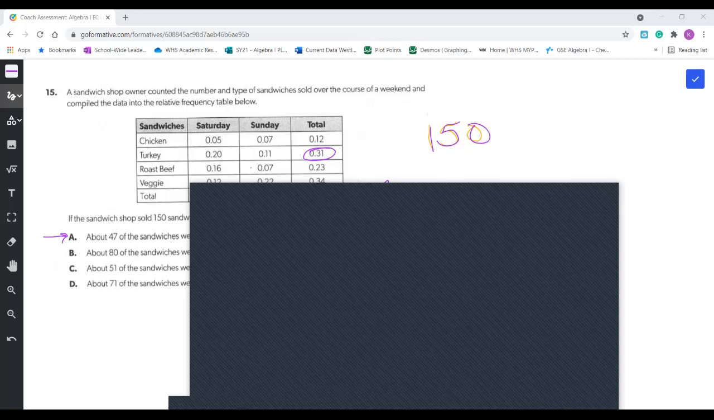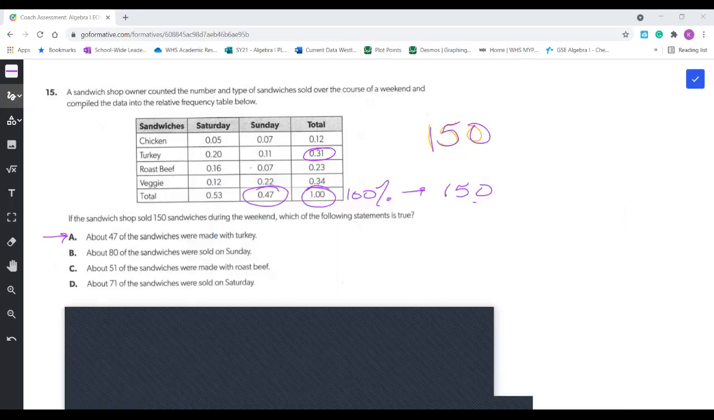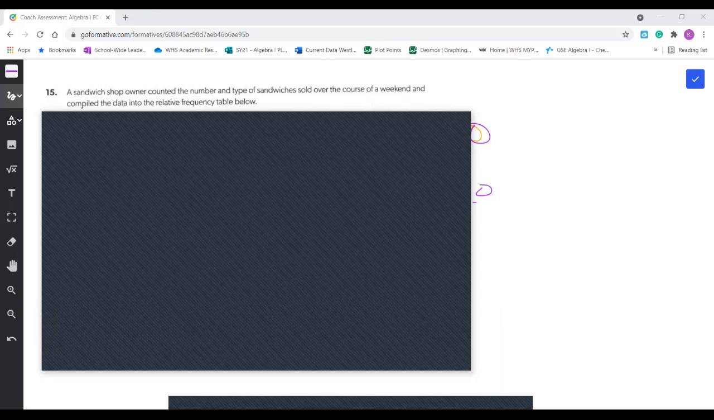And then let's see, C says about 51 sandwiches were made of roast beef. Well, let's see, that's 0.23 total for roast beef. 150 times 0.23, that ain't 50.